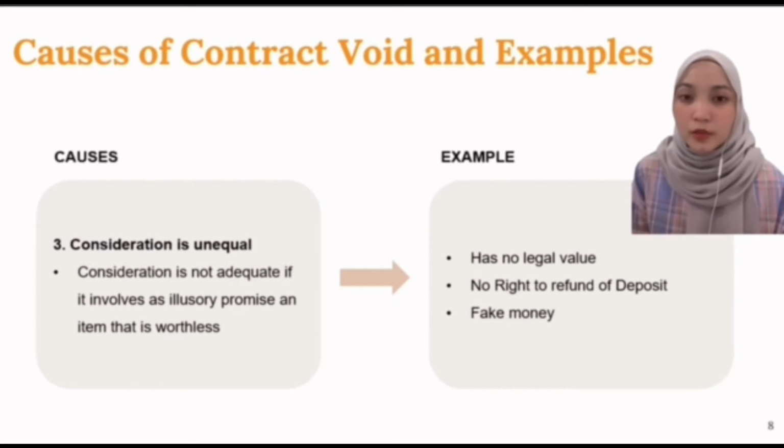The third cause is unequal consideration. Unequal consideration means the consideration is not adequate, for example if it involves an illusory promise or an item that is worthless. The examples of contract void due to unequal consideration are: first, it has no legal value; second, no right to refund of deposit; and the last one is fake money.